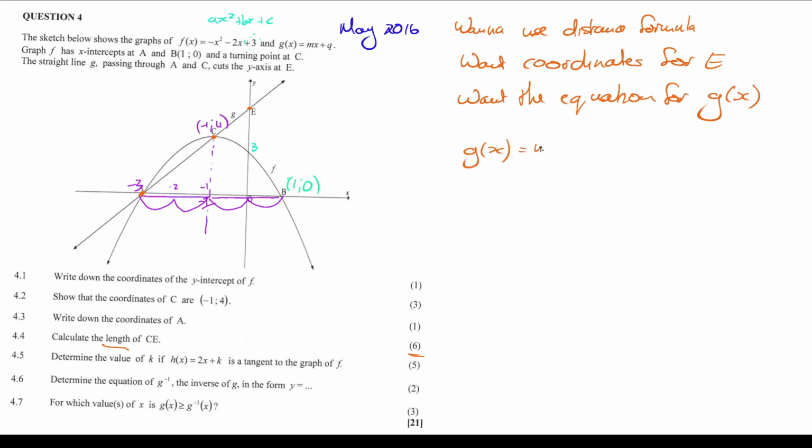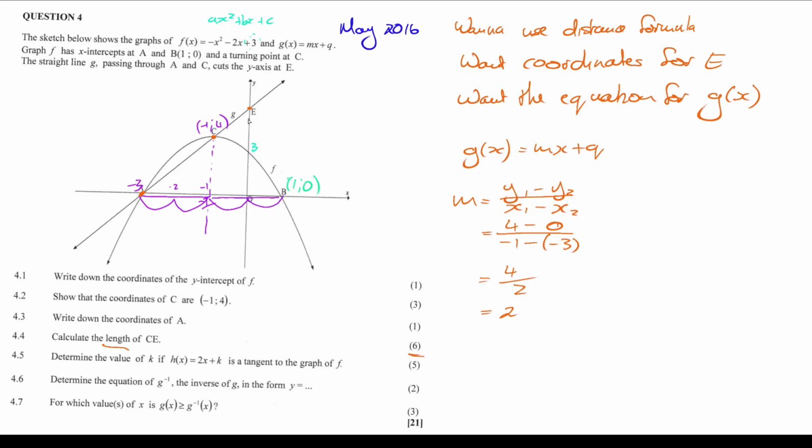So my straight line, g of x, equals mx plus q. I'm going to get my m by saying y2 minus y1 over x2 minus x1. Over here, my y is 4, my x is minus 1. Over here, my y is 0, and below the line it's negative 3. So we have 4 minus negative 3, over minus 1 minus 2, which gives me positive 2. So my gradient is 2.